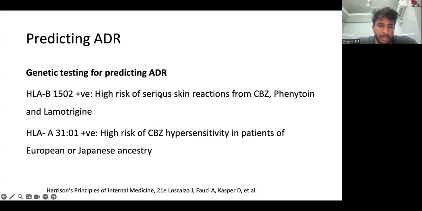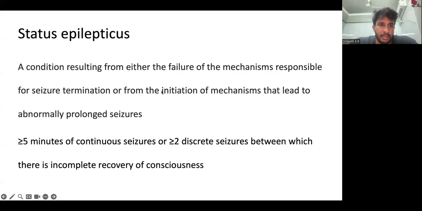HLA-B*3101 positive patients are usually at high risk for carbamazepine sensitivity, but this is only for European or Japanese ancestry. So coming to status epilepticus, which is a major emergency. Basically, it's a condition resulting from either failure of mechanisms responsible for seizure termination or initiation of mechanisms that lead to abnormally prolonged seizures.